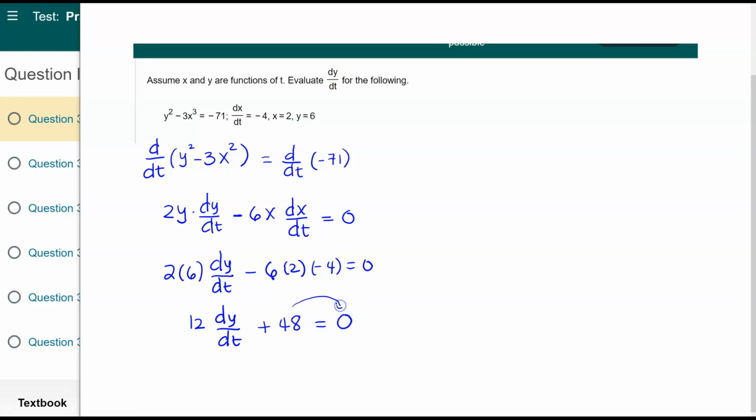We will transpose this to that side. You will have 12 dy/dt is equal to -48. And so dy/dt, you just divide both sides by 12. So therefore, dy/dt is just equal to -48 over 12, and that is equal to -4.